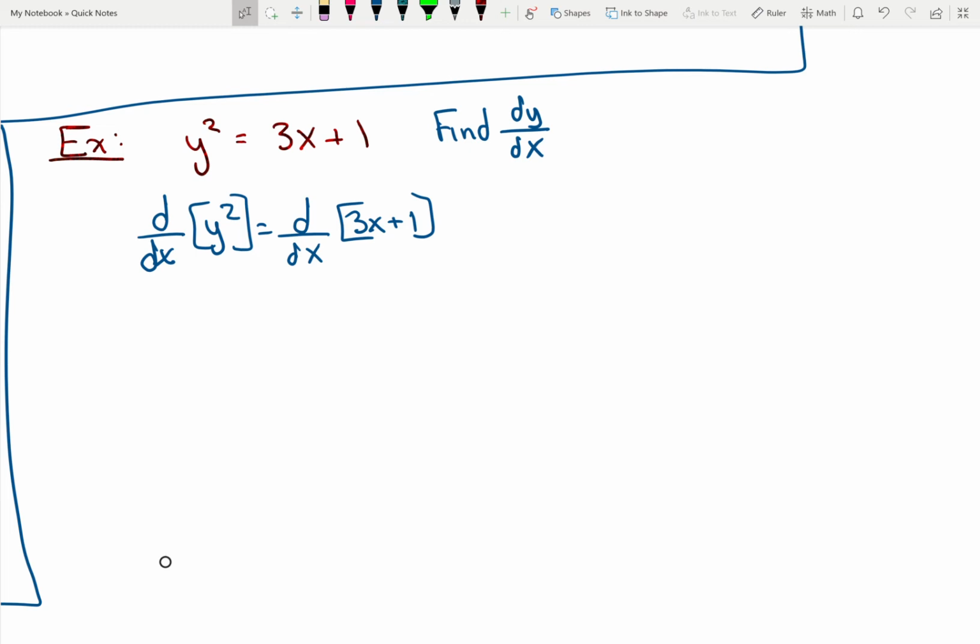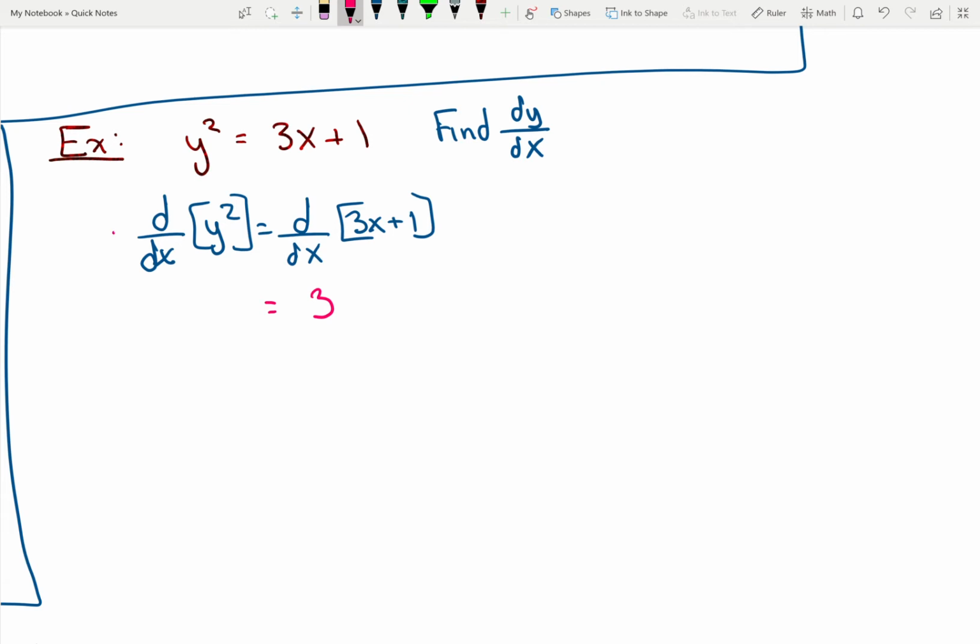Alright guys, let's do some more examples of implicit differentiation. So here's the first one. We have y squared equals 3x plus 1. What we're going to do is differentiate this by doing d over dx on both sides. Remember, let's do the right hand side first because it's easier. d dx of 3x plus 1 is just 3, right? This guy's linear, or you can use the power rule, however your brain works.